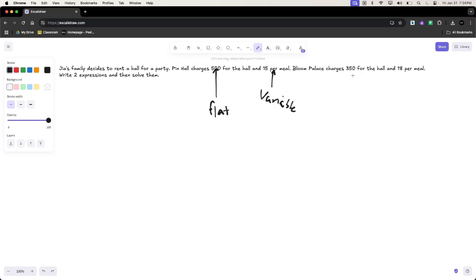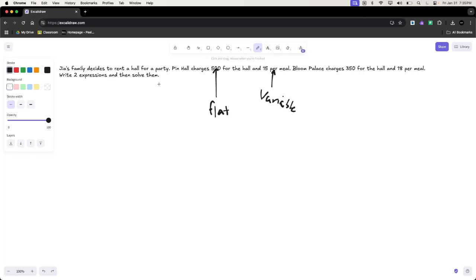Now, Bloom Palace, which is another party hall, charges $350. So again, this is a flat rate. They charge $350 for the hall, and then this is a variable rate of $18 per meal. Now write two expressions and then solve them.